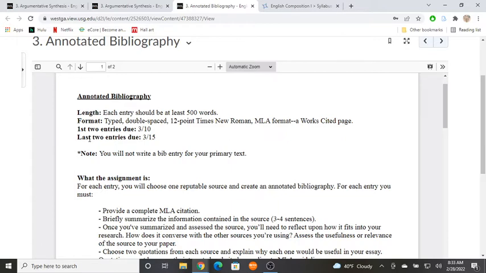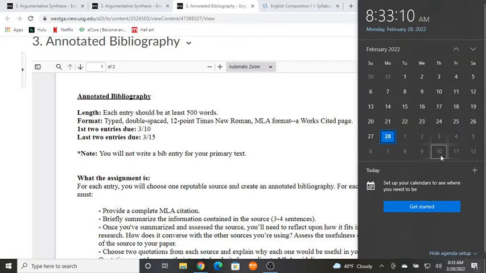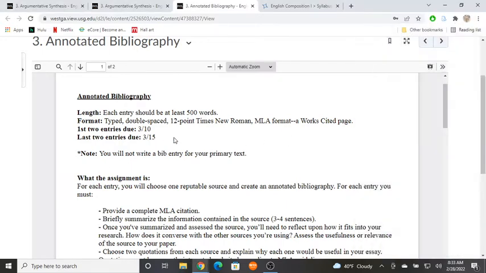As I said, there are 4 entries. Your first 2 entries will be due the 10th of March, and I am notoriously bad with dates. What is that? That's next Thursday, okay? So you got some time on this. The last 2 entries will be due that next week on the 15th.